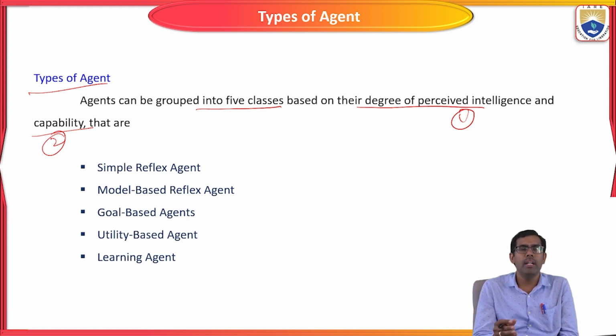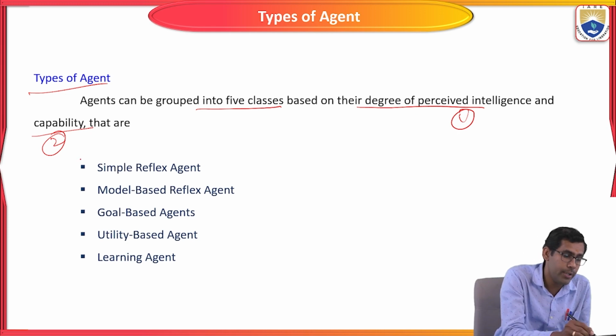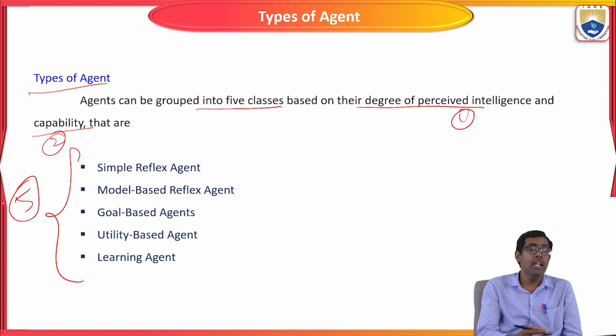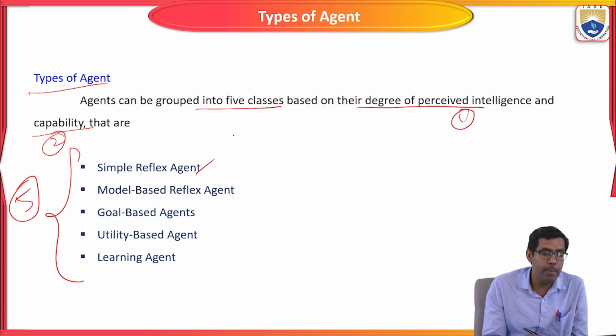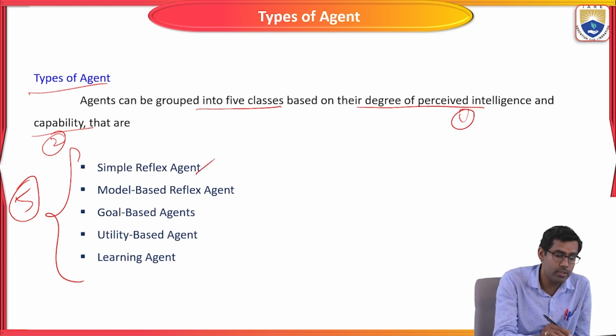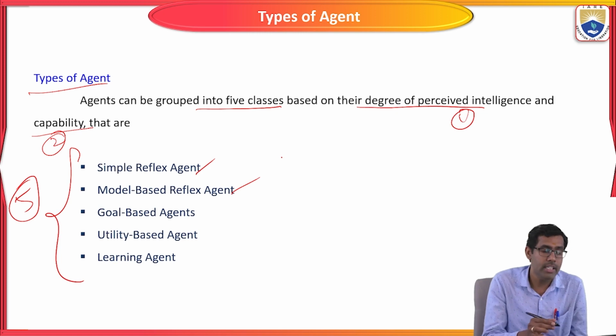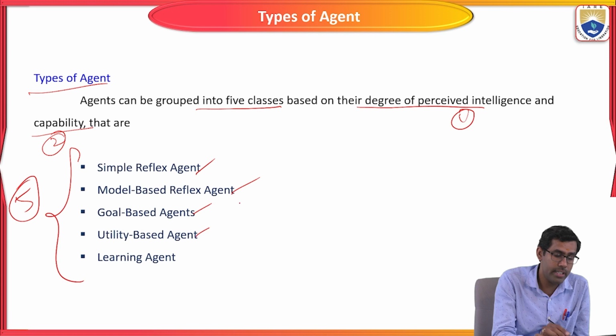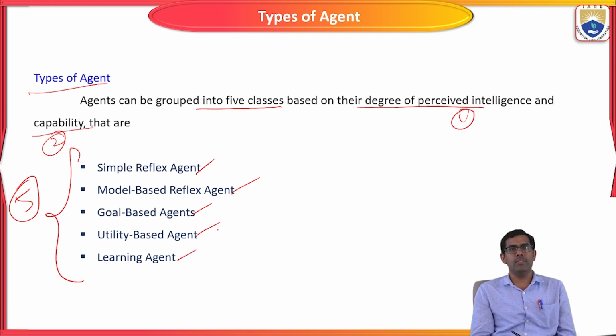Based on that, the agent is classified into 5 classes, right? The first one is the simple reflex agent. The second one is the model based reflex agent. The third one is the goal based agent. The fourth one is the utility based agent. The fifth one is the learning agent. Right, we will see them one by one.